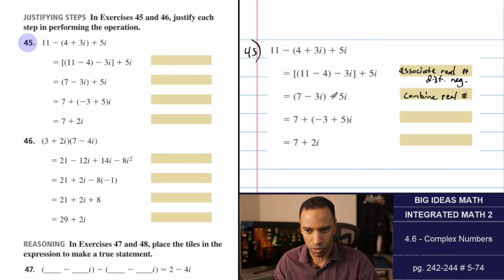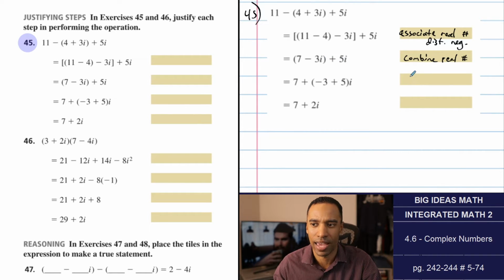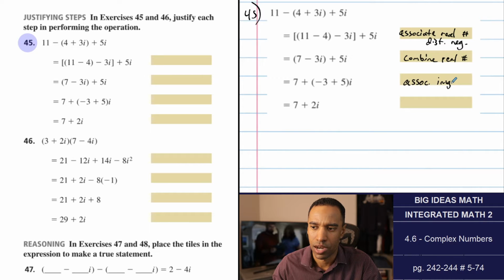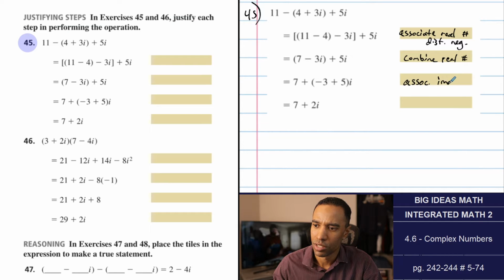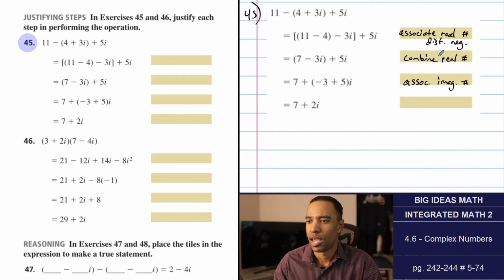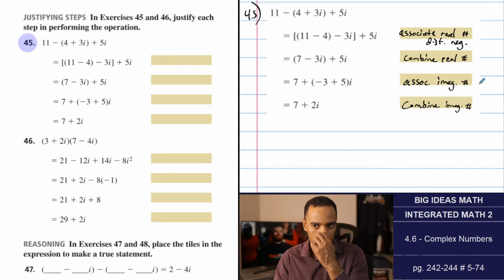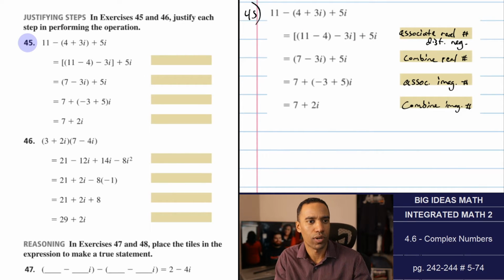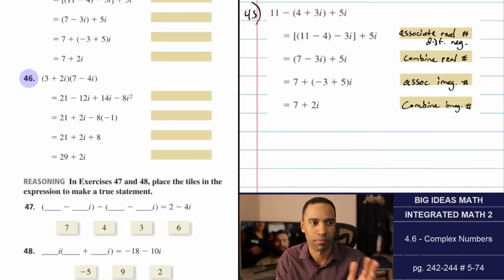And now we're going to associate the imaginary numbers here. Notice how negative 3 and 5 are going to work together because they both have i's with them. So associate imaginary numbers. I don't know if these are the best phrases to use. And then we combine imaginary numbers. Kind of a weird question. Not weird, but since I don't write it that way, and since we don't generally describe things like that, I just say combine like terms. But the way that they have things written is going to be a little bit different.